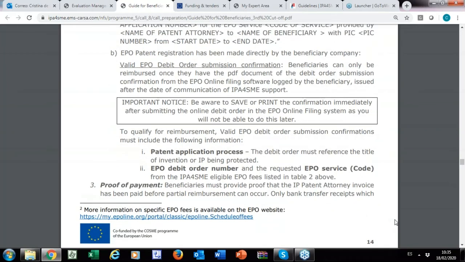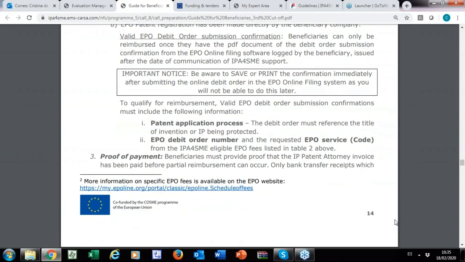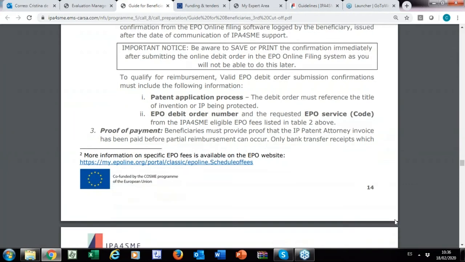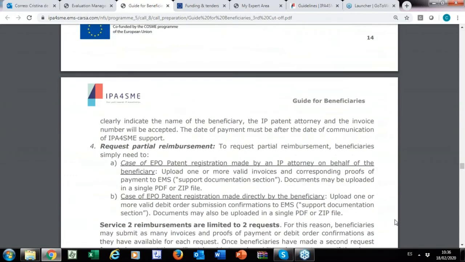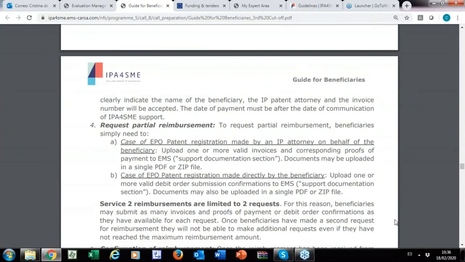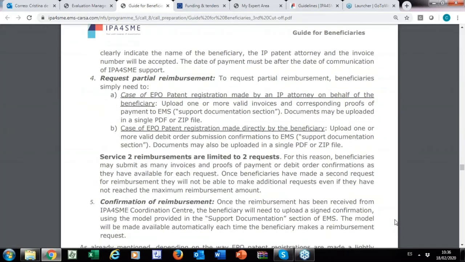Together with this document, we also need the proof of payment. Basically, we only accept a bank transfer receipt that clearly indicates the name of the beneficiary, the IP patent attorney in the case of option A, and the invoice number. Once the beneficiary has uploaded one of these documents in the EMS website, we can proceed with the check of the documentation. In the case all the documentation is good for us and we can consider it valid, we can proceed with the reimbursement.